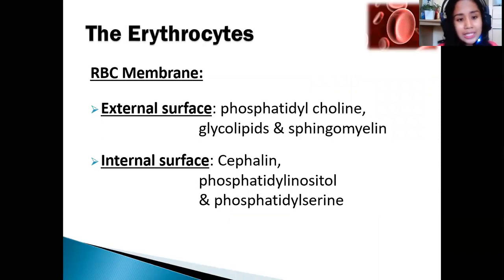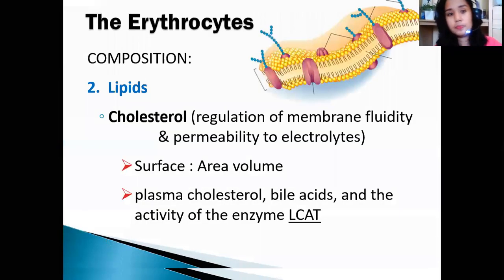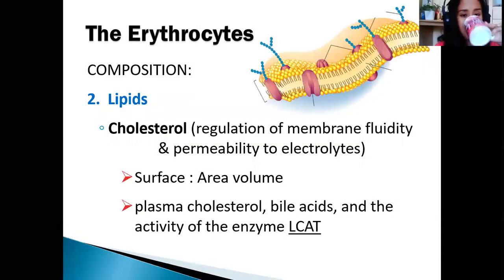So, internal surface of the red blood cell membrane. So, ang mga pinaka-common yan, gusto ko kayo maging familiar: phosphatidylcholine, glycolipids, and sphingomyelin. Class, you can read this in your RODAC. Magandang explain your RODAC. Internal surface, we have cephalin, phosphatidylinositol, and phosphatidylserine. So for the composition next, we have two lipids naman tayo.